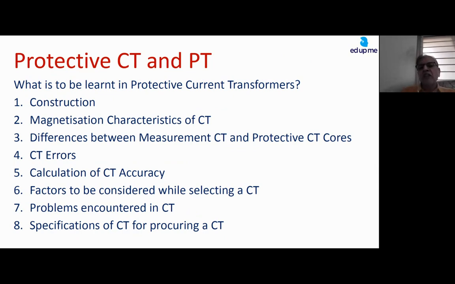Differences between measurement CT and protective CT. The CT which measures the current, or gives the current to the current coil of a wattmeter or the current coil of an energy meter, that CT is different. The CT core which is used for protection is of a different kind. How do the CT errors occur and how can you minimize them? Calculation of CT accuracy. Factors to be considered while selecting a CT.